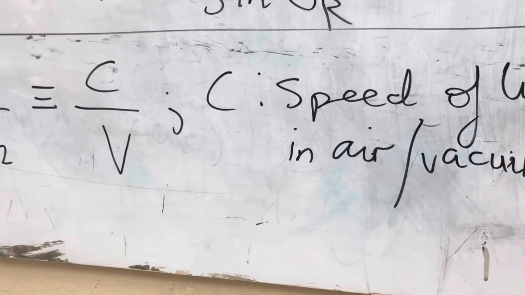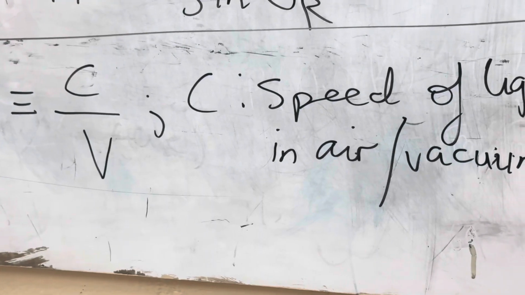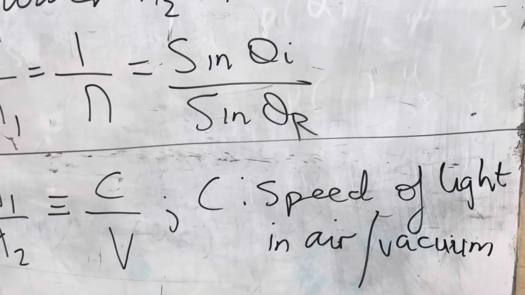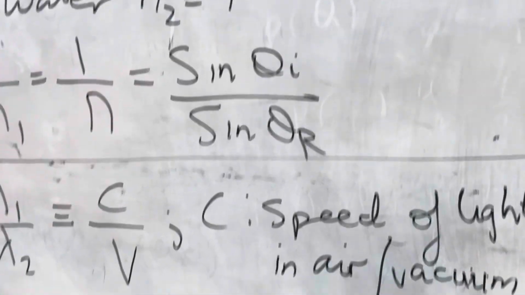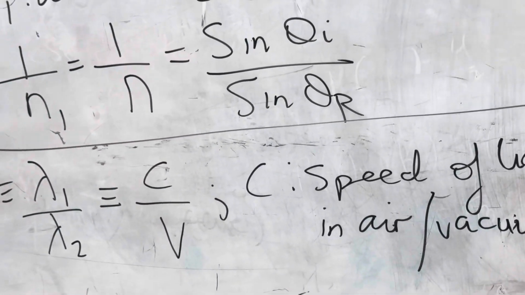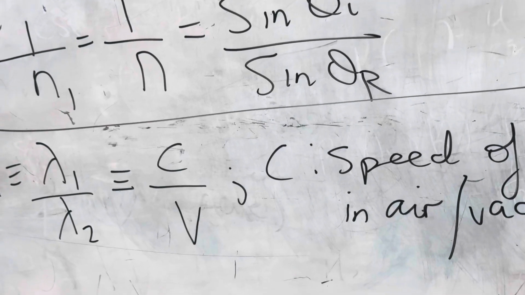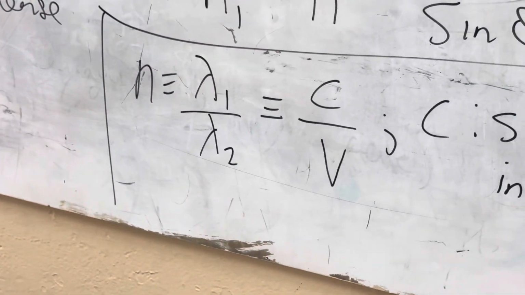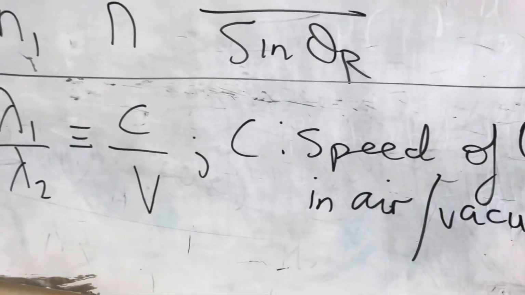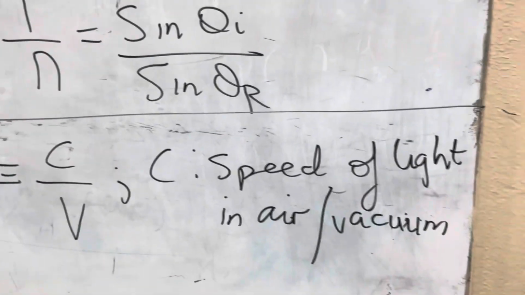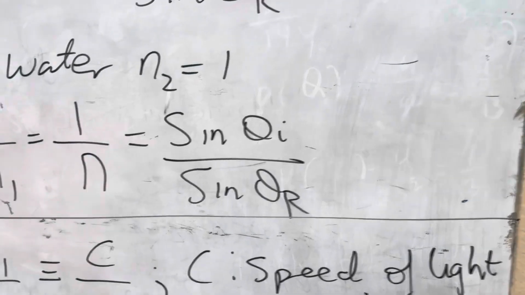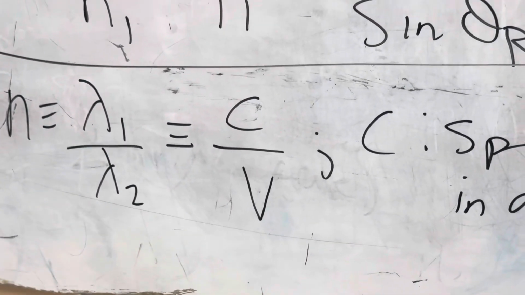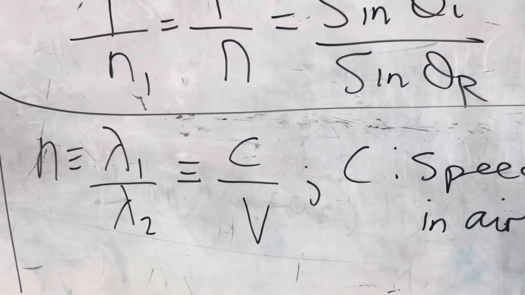But if it's not glass or water and it's air or space, the speed of light is what we call c, okay? So that c has a specific constant value of 3.0 multiplied by 10 to the power 8, which is 300 million. So that's a constant value. The v could vary, but the c is always constant, right?